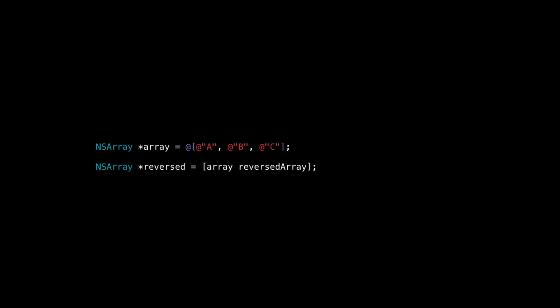And your compiler's busy, and you're typing, and it hasn't caught up to you yet to tell you what the autocomplete results are. So you type array reversed array. You're an expert. You've been writing Objective-C for a long time. You know that if this method existed, this is probably how it would be written. So you're going to take a stab and just assume that it's there.